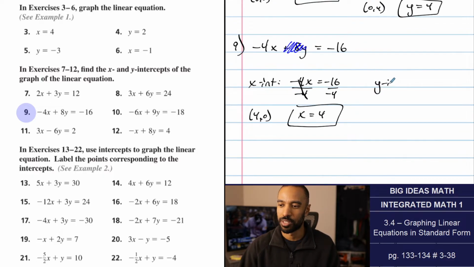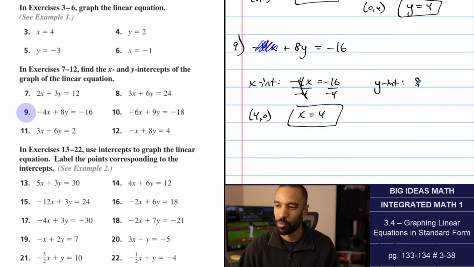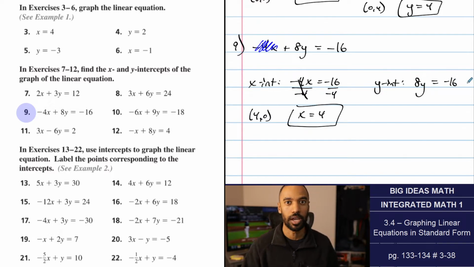The y-intercept, set x equal to 0. Don't mind if I do. Whoa, hide it. It's gone. Where is it? I don't see it. Do you see it? Where'd it go? It's gone.